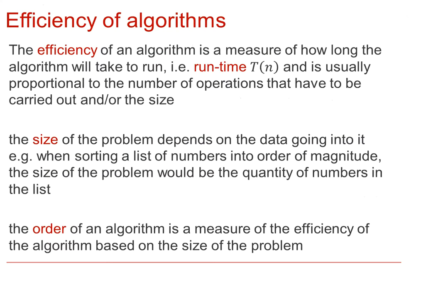The efficiency of an algorithm is a measure of how long the algorithm will take to run, i.e. runtime, denoted by T(n), and is usually proportional to the number of operations that have to be carried out and/or the size. The size of a problem depends on the data going into it. For example, when sorting a list of numbers into order of magnitude, the size of a problem would be the quantity of numbers in the list.